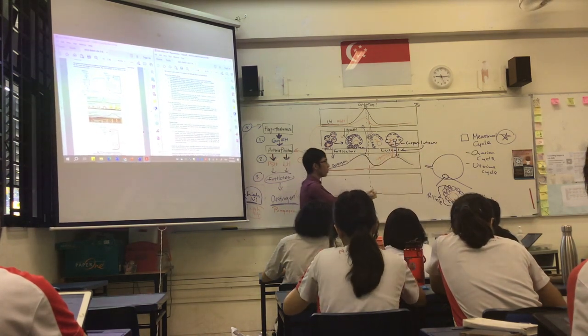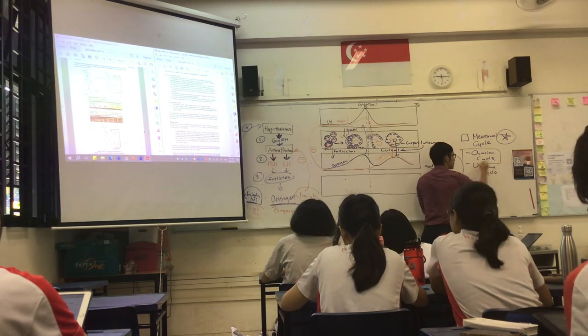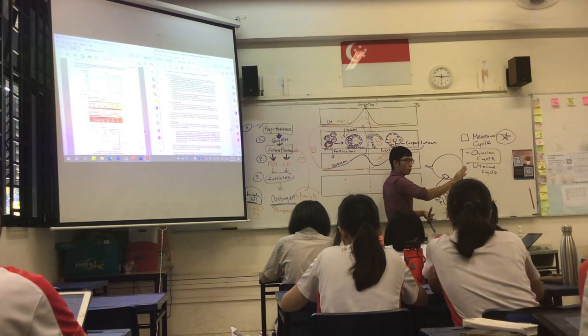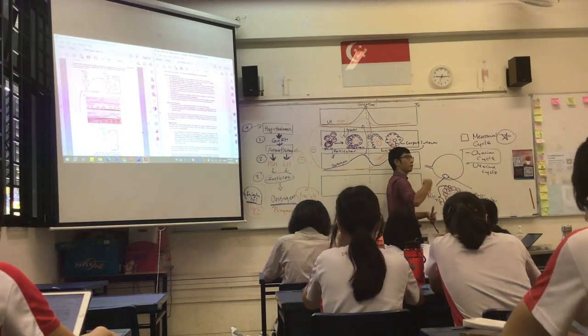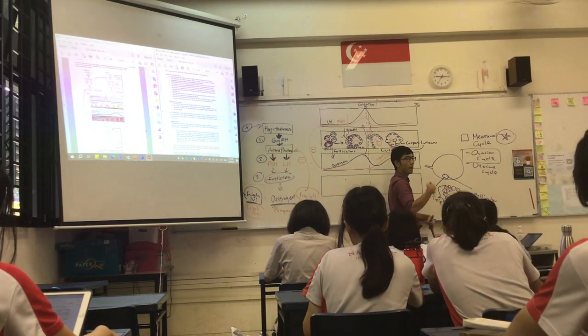That's why we call this the ovarian cycle, because we are observing how the ovary develops over a cycle of 28 days. And once it's all over, it repeats itself, month after month after month.